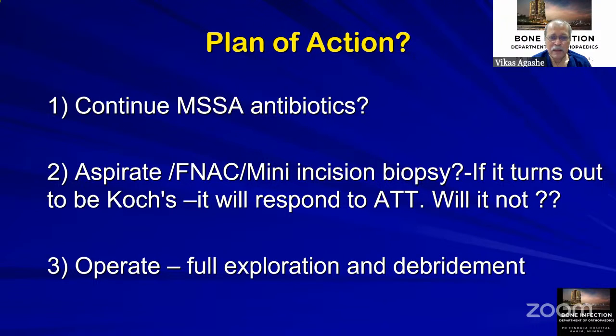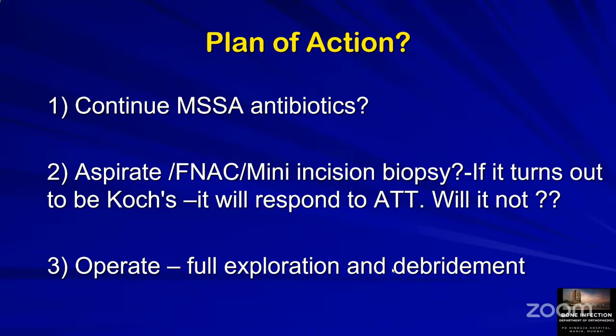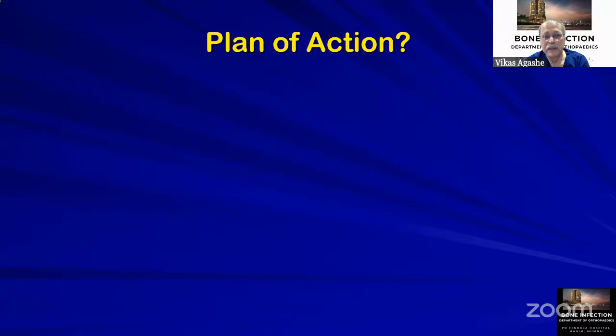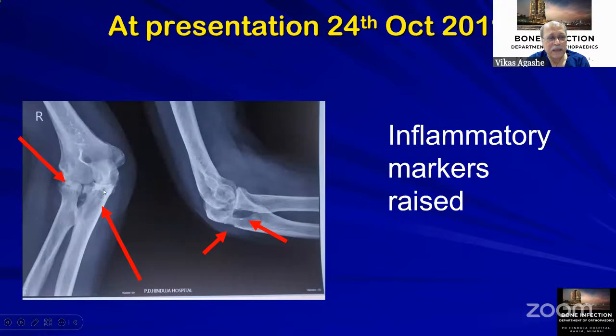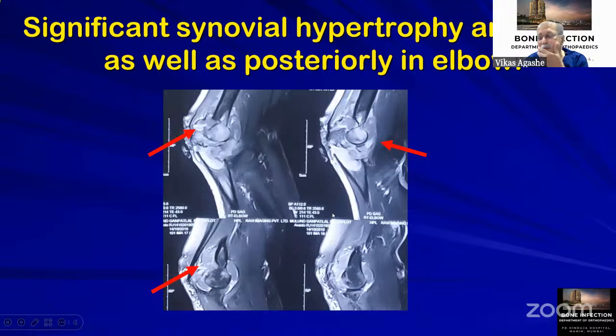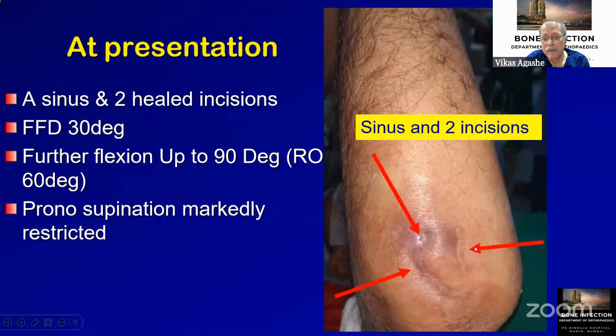I will show you this again now. Clinical picture and X-rays. That's the clinical picture. You can see a sinus there and 2 scars, and that's the X-ray. That's the MRI. The swab was taken from here, which turned out to be MSSA. So why not continue MSSA medicines is my question.